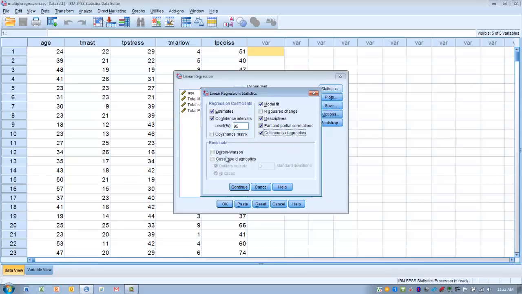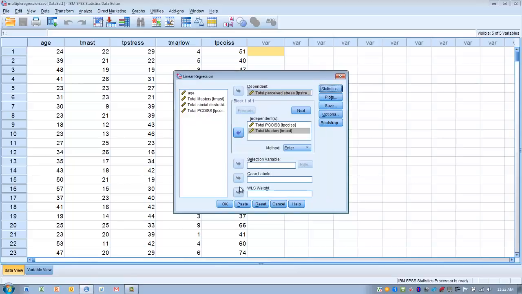Okay, in the residuals section, we want to select case-wise diagnostics. Okay, and make sure that outliers outside is checked, and then 3 should be in the standard deviations box. So this is going to help us check for outliers that are beyond 3 standard deviations from the mean of our variables. Okay, once we've done that, we click Continue, and then we click on the Options button.